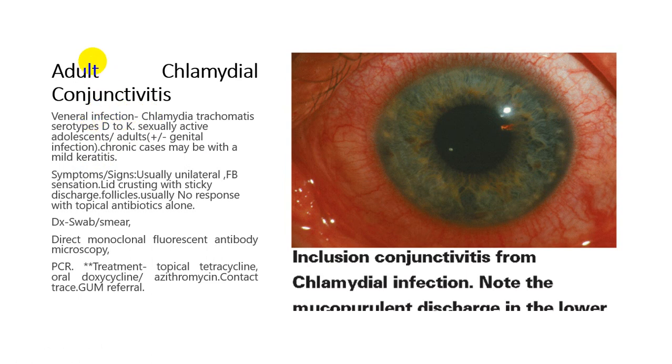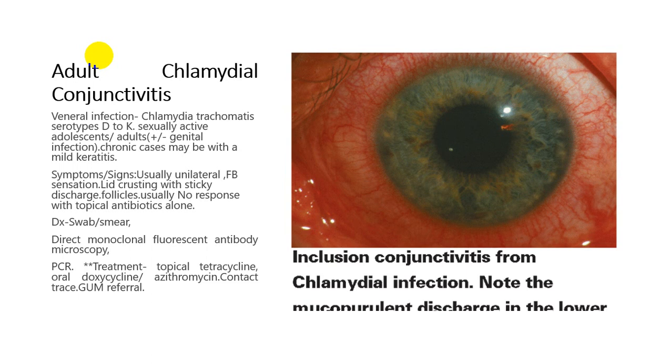There is foreign body sensation, lid crusting with sticky discharge may be present. Also follicles may be present. Usually no response to topical antibiotic alone. How do you diagnose? You will take a swab or smear, sometimes PCR, and sometimes direct monoclonal fluorescent antibody microscopy. Treatment is with topical tetracycline or doxycycline or erythromycin.